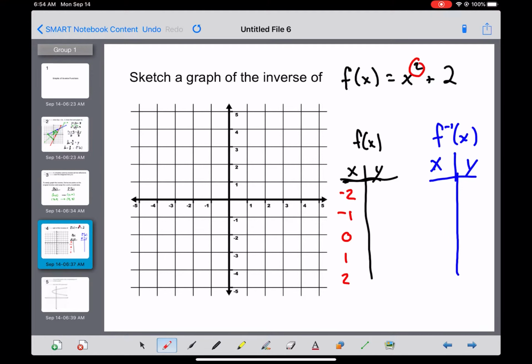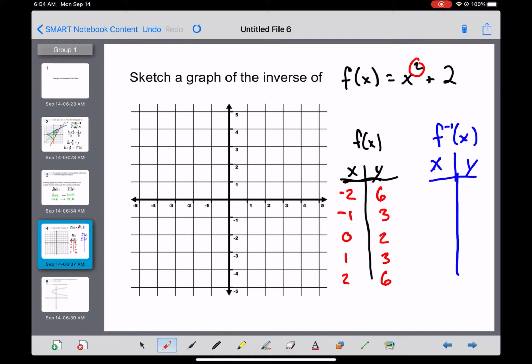So if I pick x is -2 and plug it into the function, -2 squared is 4, plus 2 would be 6. -1 squared is 1, plus 2 would be 3. 0 squared is 0, plus 2 would be 2. Then 1 squared is 1, plus 2 is 3 again. And 2 squared is 4, plus 2 is 6 again.